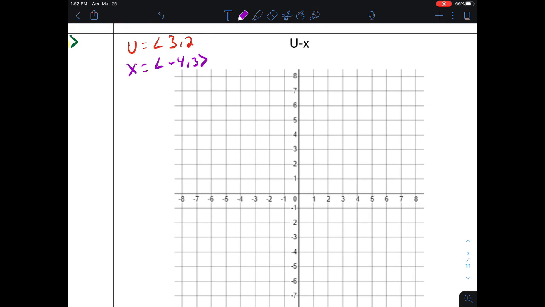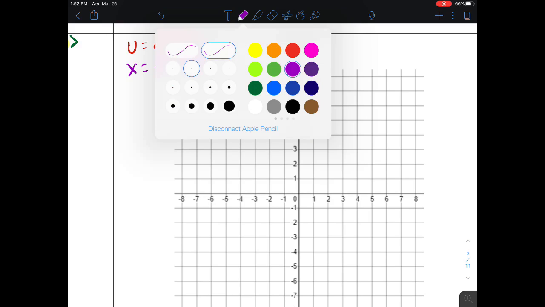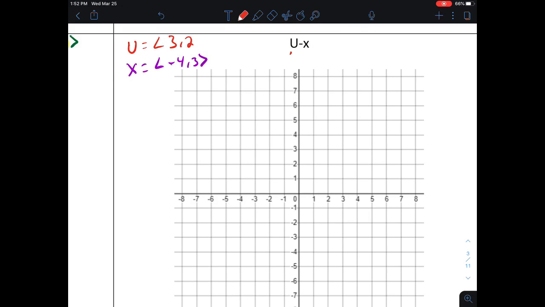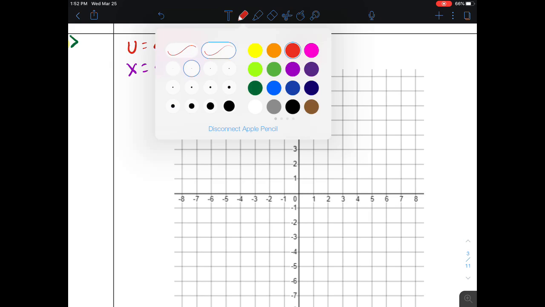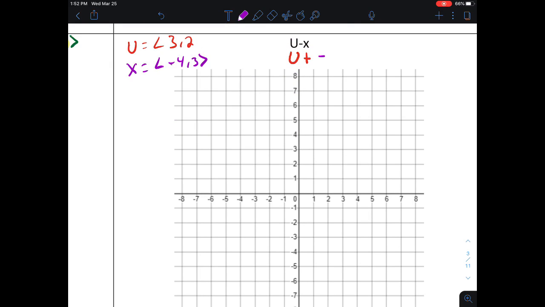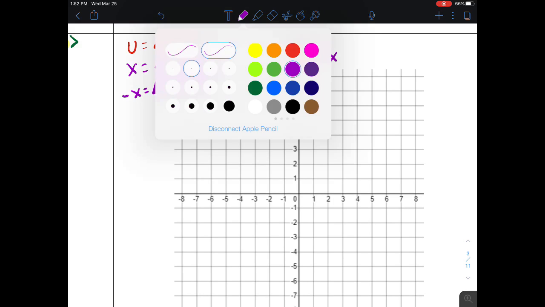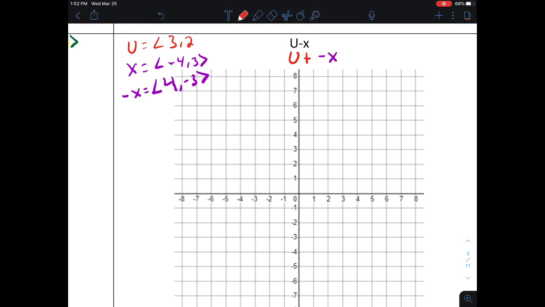All right, now I want to subtract them. Now, subtraction is a little harder to draw graphically. So instead of subtraction, we're going to think of this as u plus the vector negative x. The vector negative x means I need to change the sign of both components. So negative x would be 4 by negative 3. That's what I want to apply there graphically.